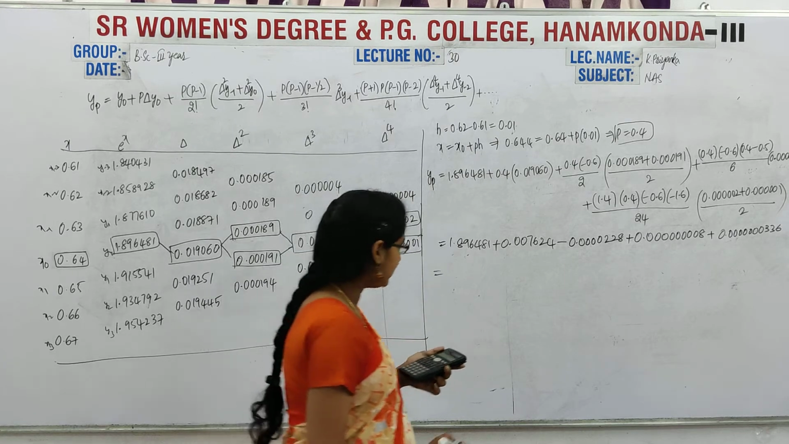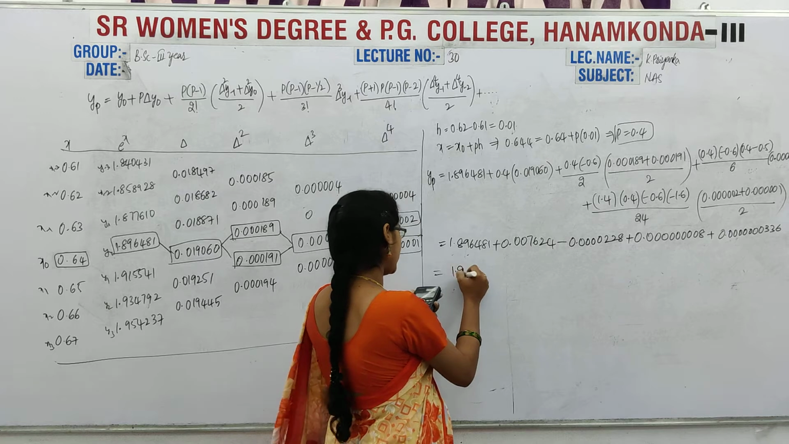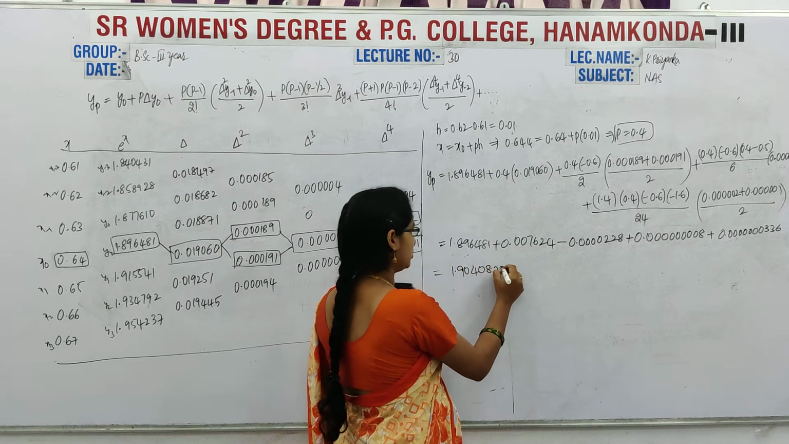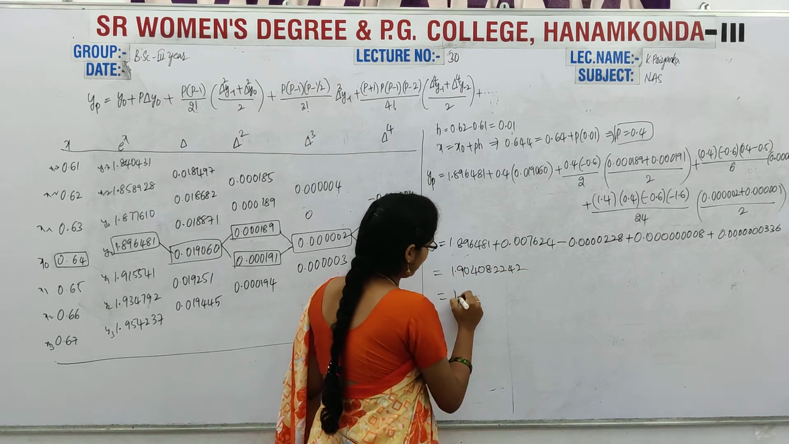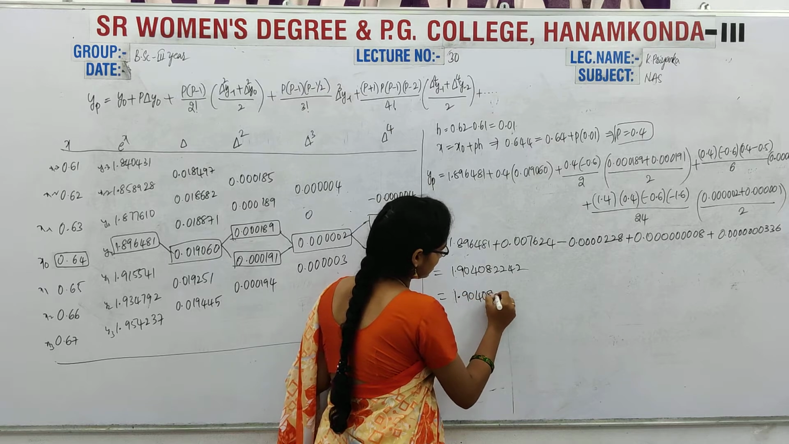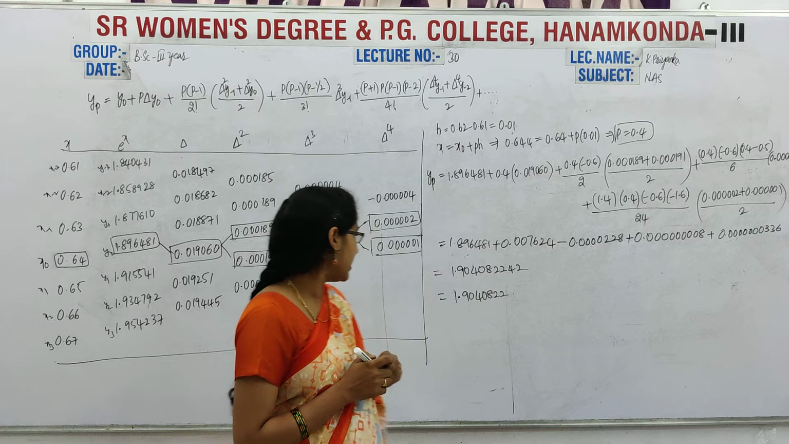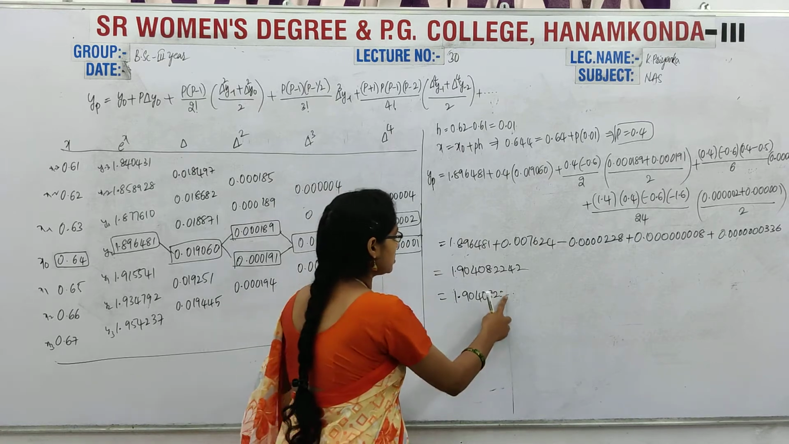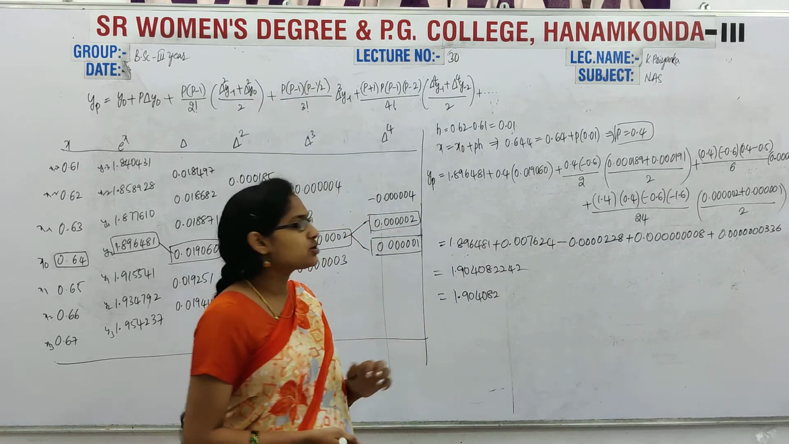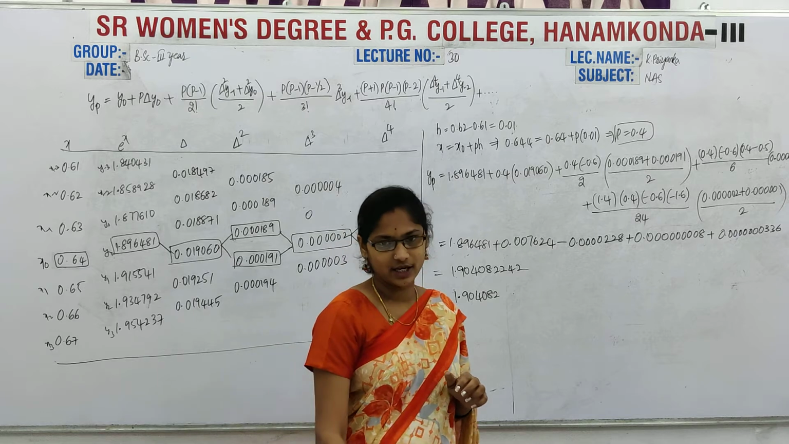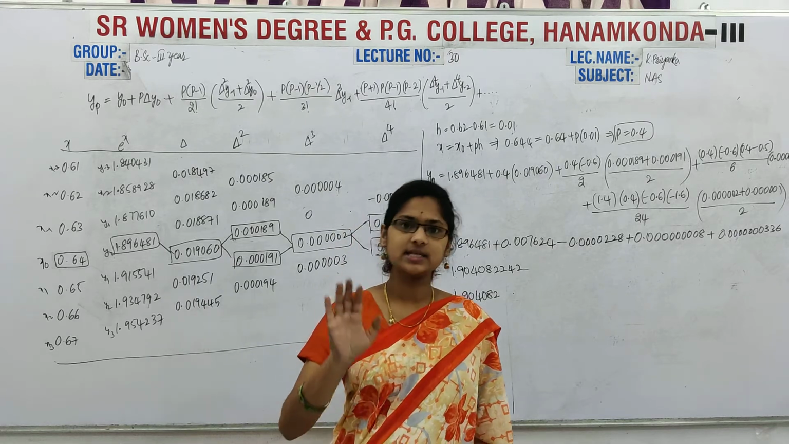It is again 1.904082242. We will get the same answer, obviously we have to get. Okay, so this is nothing but the required answer. And how many digits are they taking? 6 now, so it is enough to take. So like this you have to calculate the applications related to the Bessel's and Stirling.